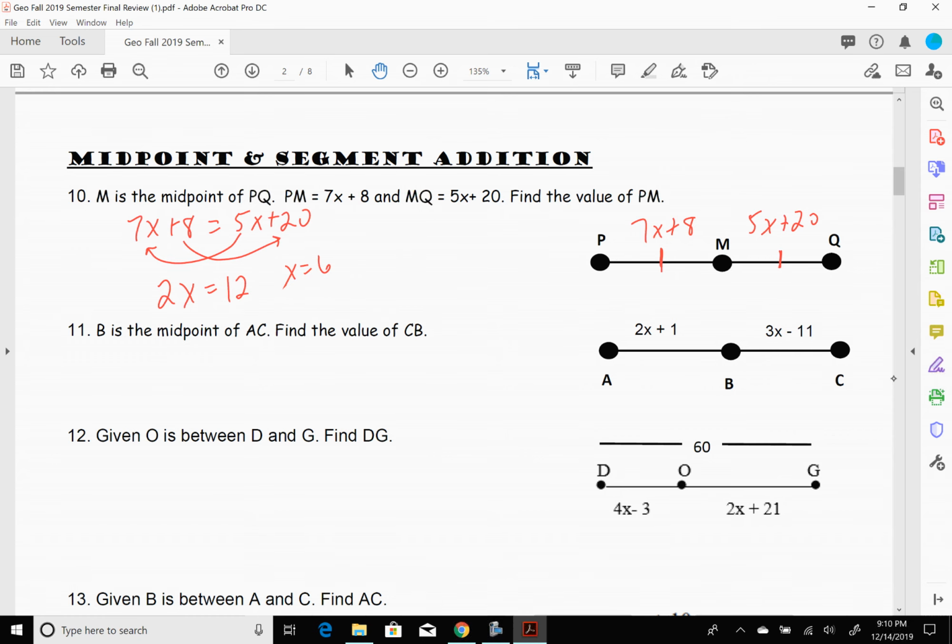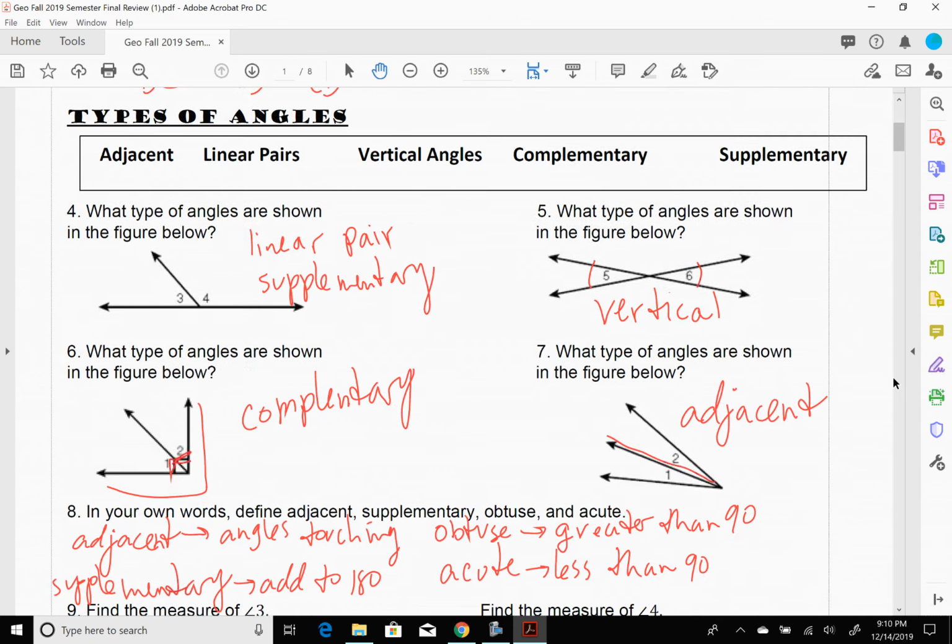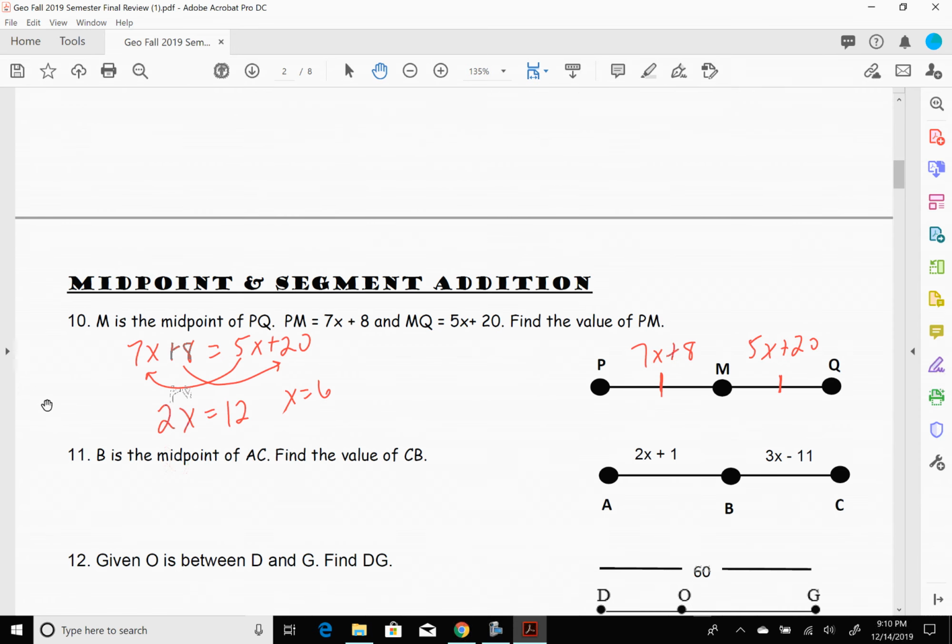And then now it says we need to find the value of PM. So that's the 7x plus 8, so do 7 times 6 plus 8. So 7 times 6 is 42 plus 8, and you get 50.